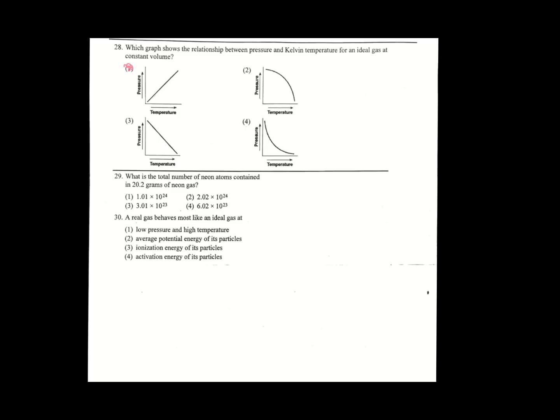Okay. Number 29. What is the total number of neon atoms contained in 20.2 grams of neon gas? Okay, so this is kind of hard in a sense, but it's not as bad. So it might seem you need dimensional analysis, but you don't really need to, and I'm just going to show you why. So 20.2 grams of neon gas divided by its atomic mass of also 20.2 grams per mole leads to 1 mole of neon gas.